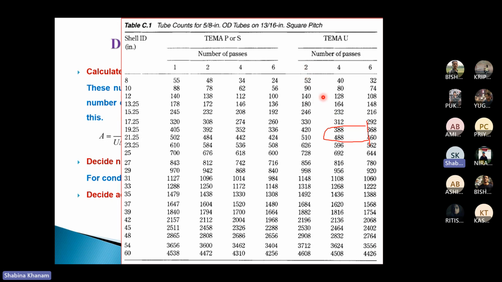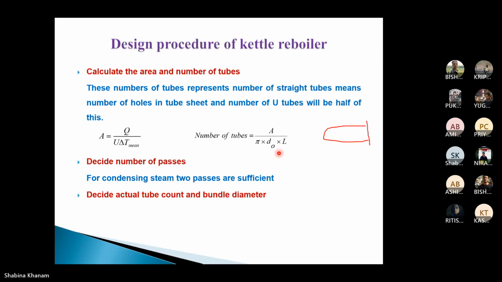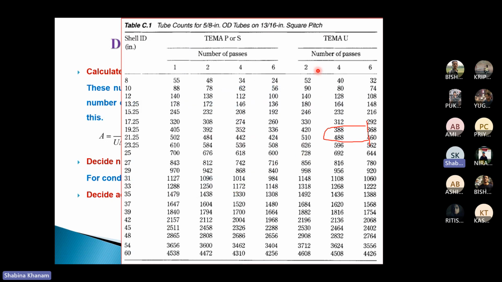And let's say maybe you are finding the number of tubes as 160. If this value is 160, for two passes, you need to choose the actual tube count as 180, right? 180 would be the actual tube count, and corresponding to this, this is the shell ID. But this shell ID is for a normal heat exchanger. This value will be considered to find out the bundle diameter. So 180 would be the number of tubes.